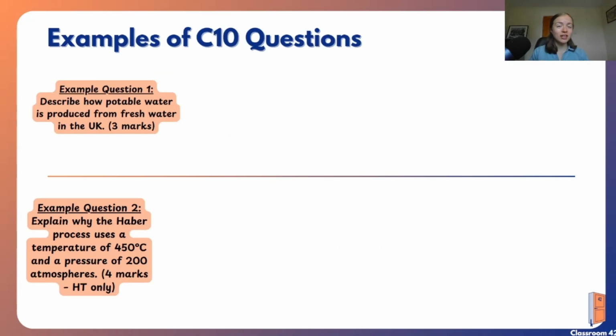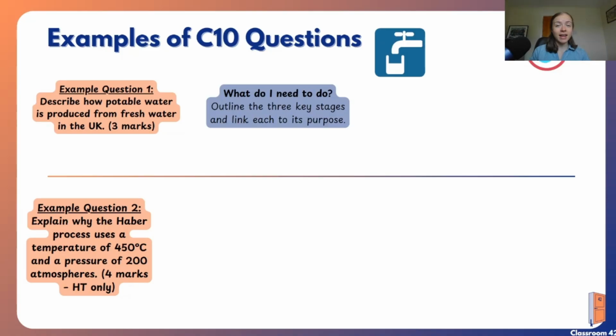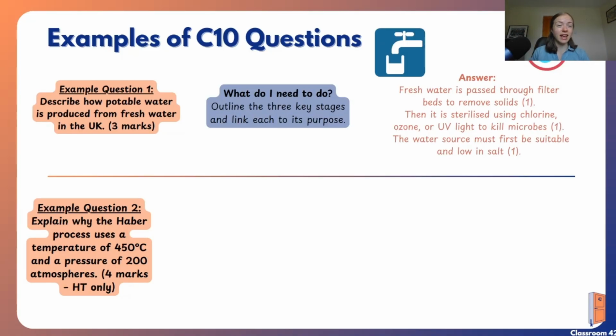So let's go through some example questions from C10. Question 1 is describe how potable water is produced from fresh water in the UK. This is an example that you would have learned in class. So we just want to be outlining those 3 key stages and link each of them to their purpose in order to really get each of those marks.